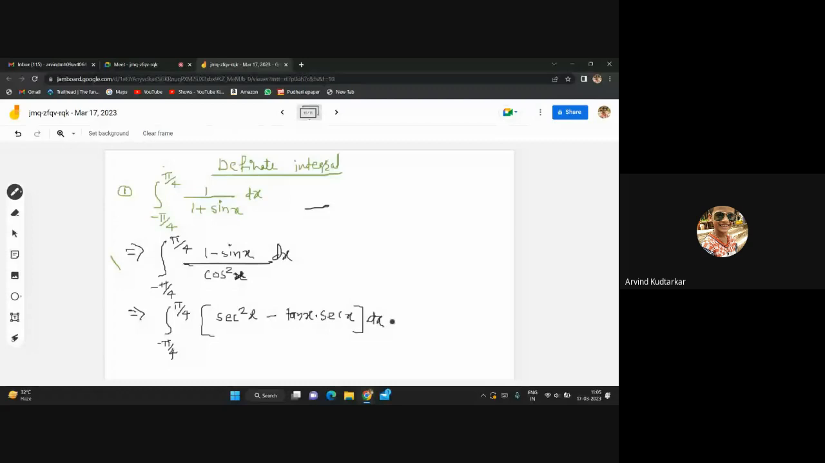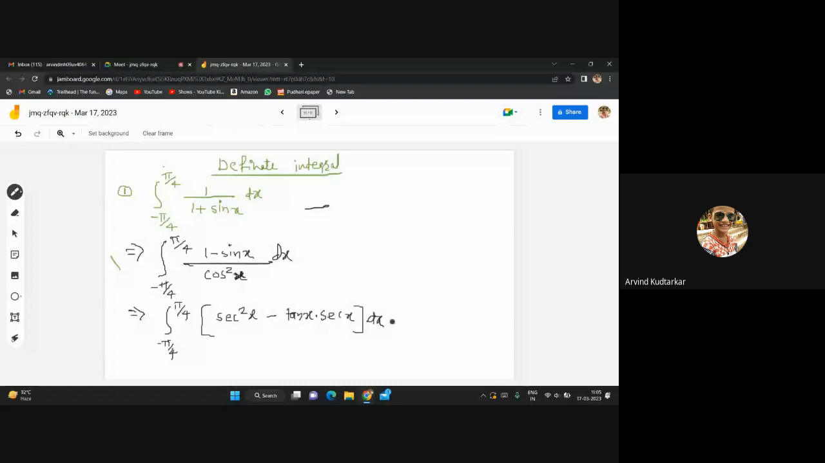And is it possible to find a solution of the integral? Yes. So we already have their results in integration. What is the integration of sec square? The integration of sec square is tan, and the integration of sec x tan x is sec x, because you know the derivative of sec x is sec x tan x. So I write here the integration of tan x sec x, so this is tan x minus sec x, and provide the limit to this term from minus pi by 4 to plus pi by 4.